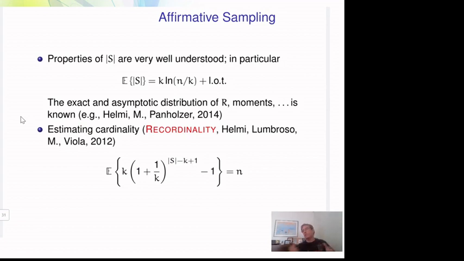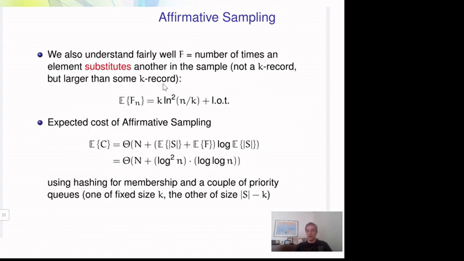And the size of the sample can be used itself to estimate the cardinality, the number of distinct elements in the stream or in the set, thanks to this estimator, which we call recordinality. As I mentioned, the size of the sample is a random variable that's very well known, very well understood, and in particular the expected size of the sample will be k log of n divided by k.